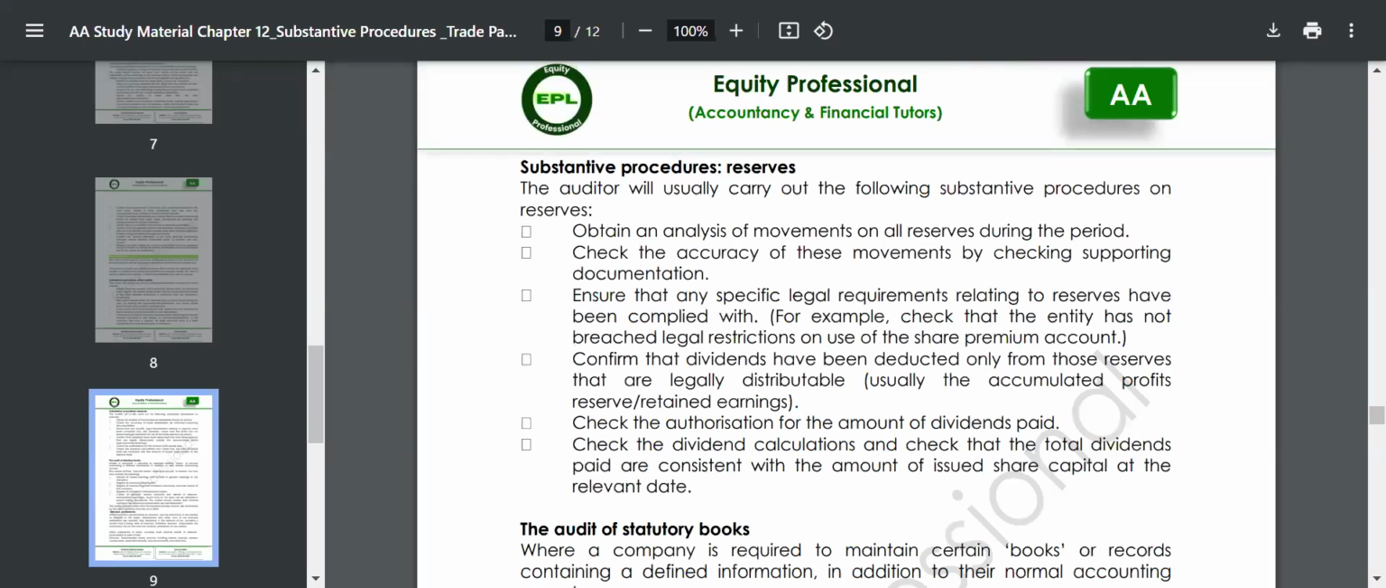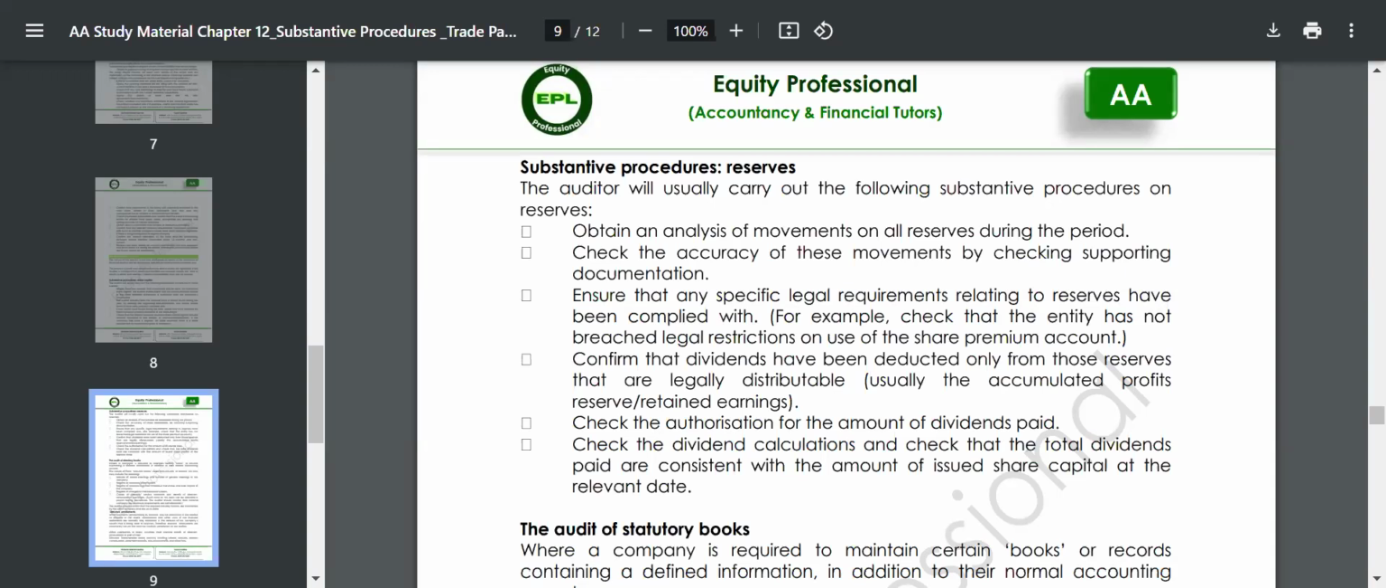Now, when you look at your equity, part of equity is your reserve. This is what you call your share premium or your retained earnings, and it is the part of your equity that you keep aside. Some part of it can be used to pay dividend when the time comes. So the auditor will also need to carry out substantive procedure on reserve.